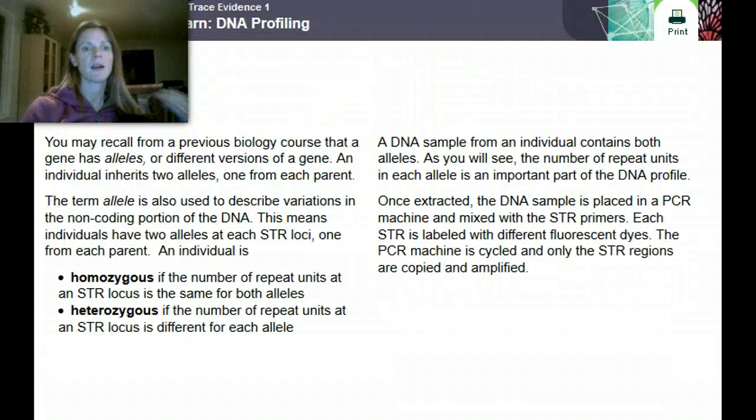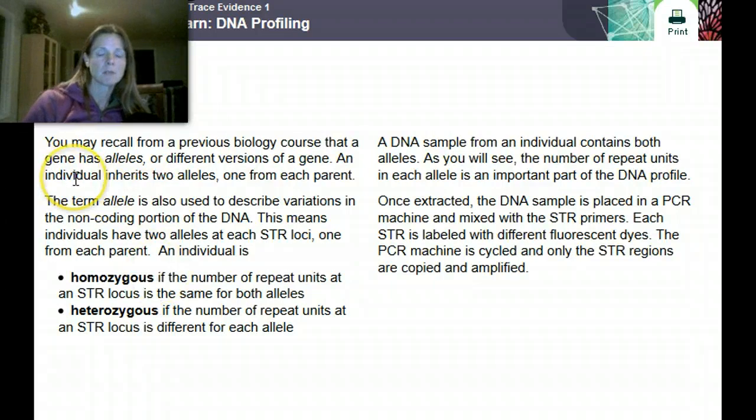Alrighty, now STRs have alleles. Here's another portion that you need to understand for your lab. Basically, if you guys remember from biology, you have genes that contain alleles. Say, for instance, you have the gene for brown hair, could be big B, big B, or big B, little b. Those are the two alleles. Well, same with these STRs, okay?